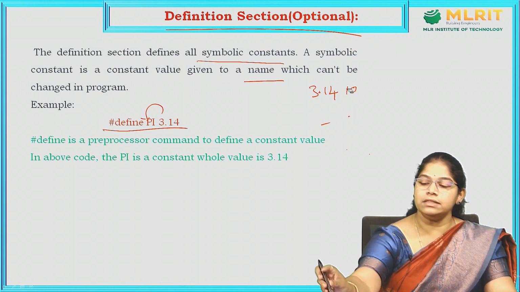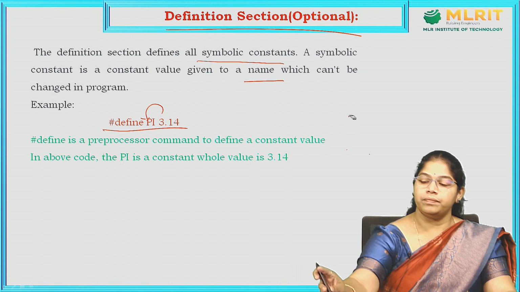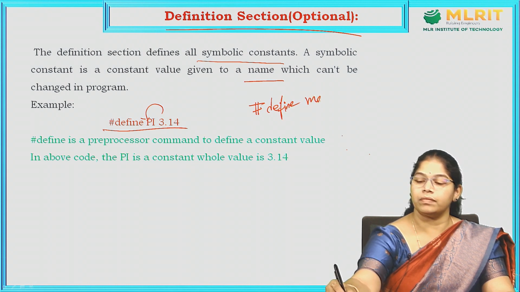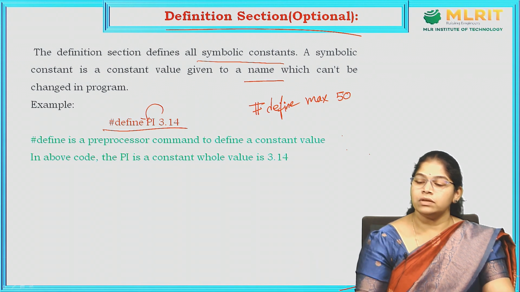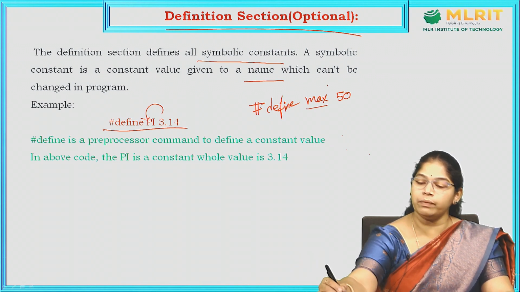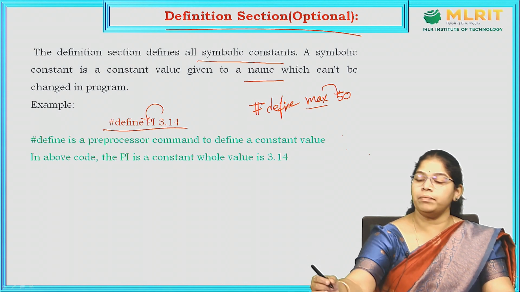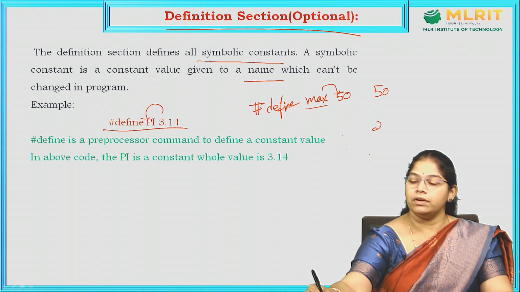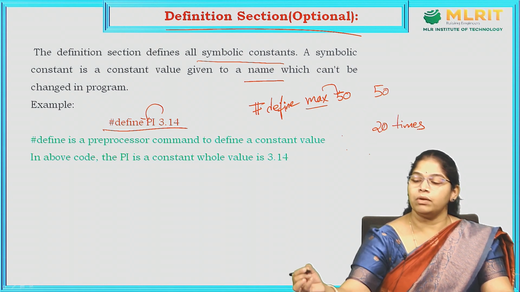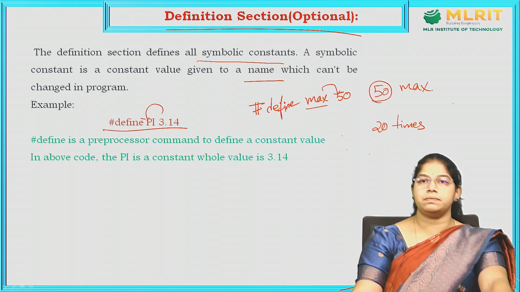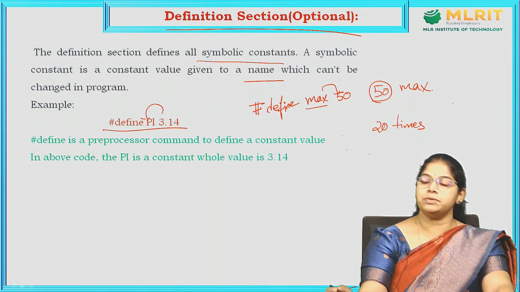Then let us consider one more example, #define MAX 50. Here MAX is the identifier to which I am giving a constant value of 50. So in my program, instead of writing 50 twenty times, in place of 50 we can write the identifier name as MAX. So the compiler substitutes the value 50 in place of MAX.